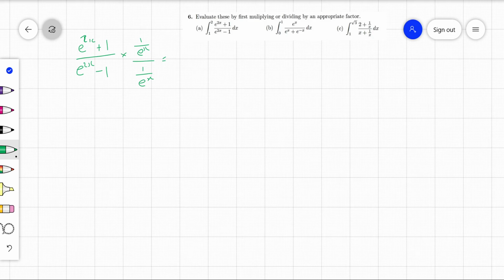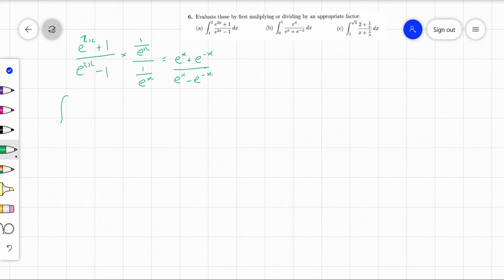So I'm dividing all terms by e to the x. So this just becomes e to the x, and this becomes e to the negative x. All right, if we do it to the bottom, this becomes e to the x. This becomes minus e to the minus x. All right, so let's try that.